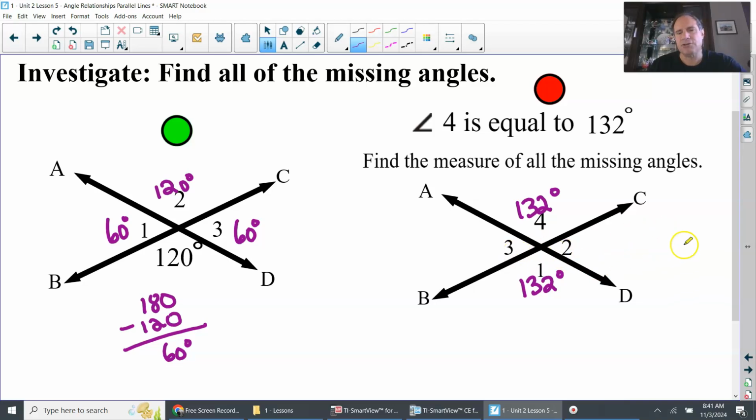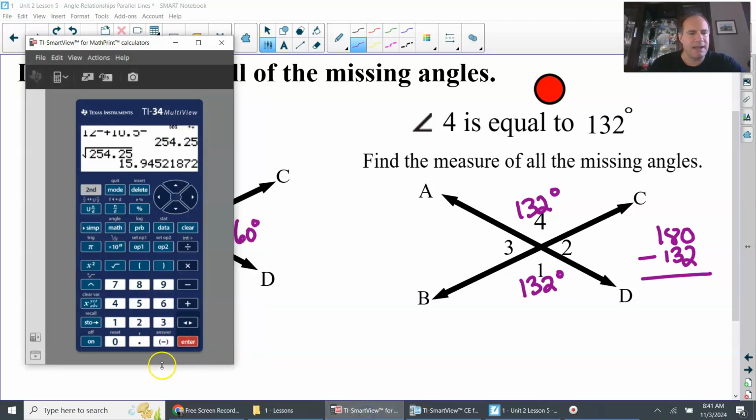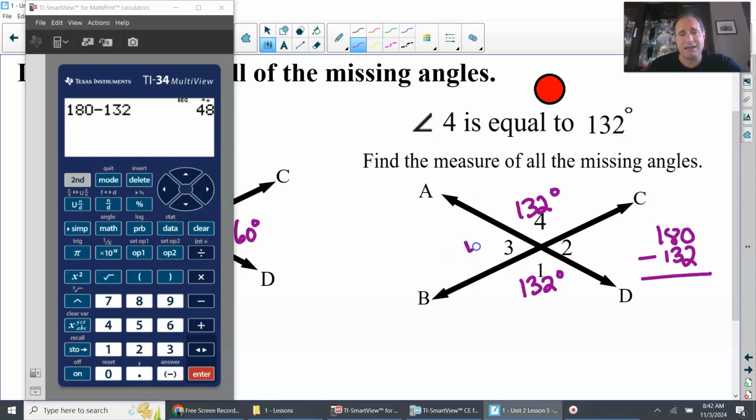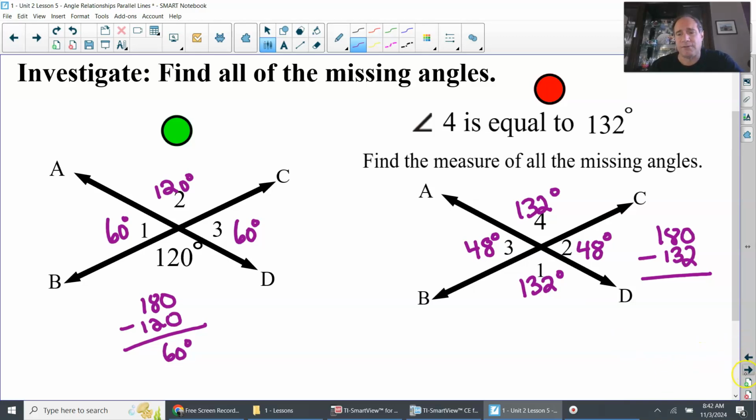Then to get angle 2 and angle 3, you take 180 minus 132, because they are supplementary angles. Just to be safe, put it into your calculator. So we're going to clear that out, and put 180 minus 132, and it should be 48 degrees, and it is 48 degrees. Those are acute angles. And angle 2 is also 48 degrees. And that is basically all you have to do for vertical angles.